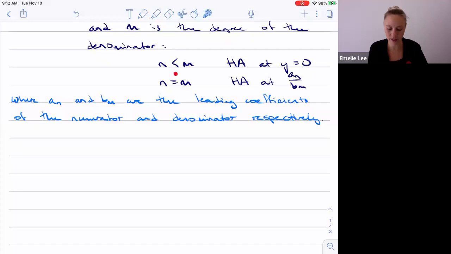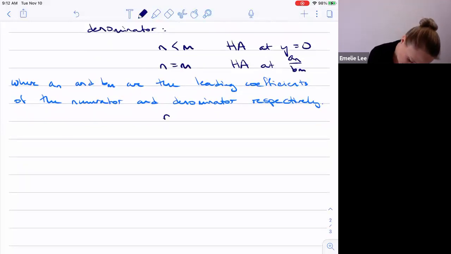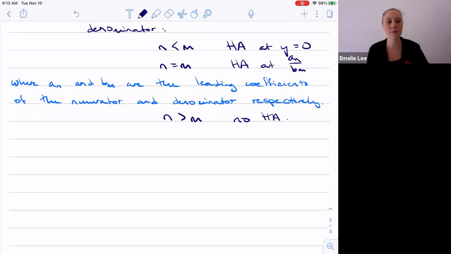And our last option, right, is if n is greater than m. If n is greater than m, then there is no horizontal asymptote, right? So that can happen.